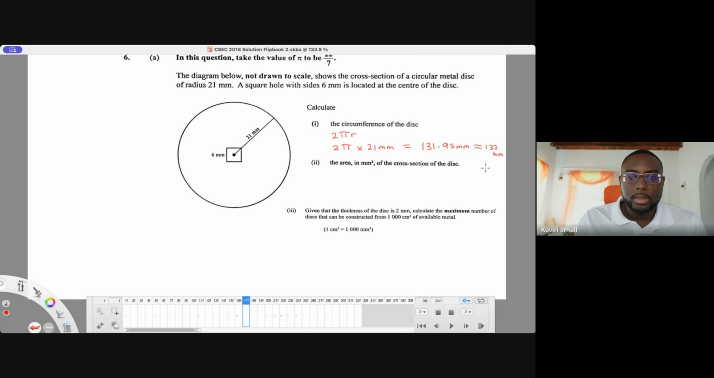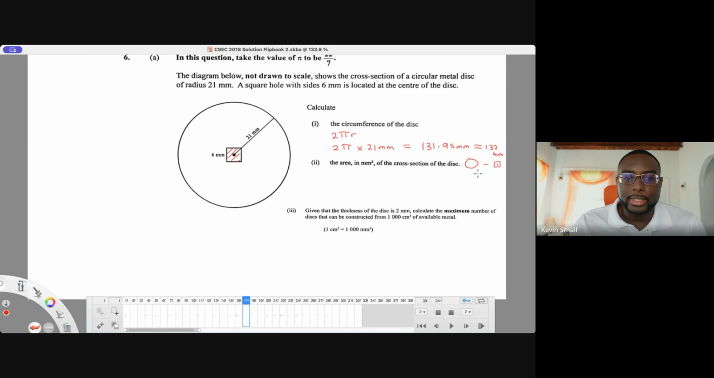Okay. All right. Now part 2, the area of the disc. Now remember, this disc is a circular disc, so you know you have to use the area of a circle formula, but you have this square part that was cut out of it. So if you have a part cut out, if you work out the area of this disc, you have to remember to cut out that part. Okay, so it would be the circle minus the square part on the inside. Okay, so that is how you would try to work out this area.